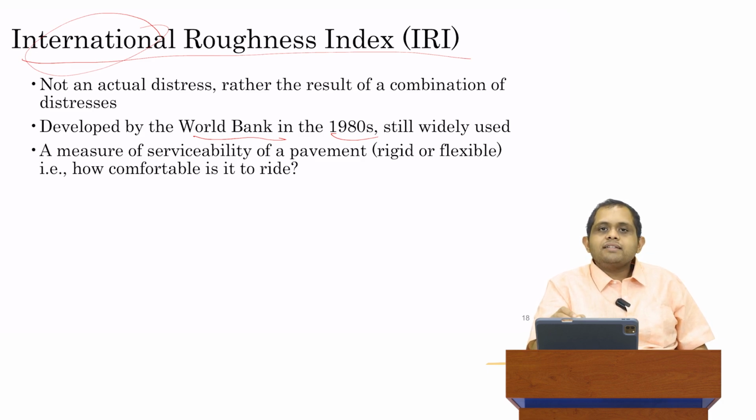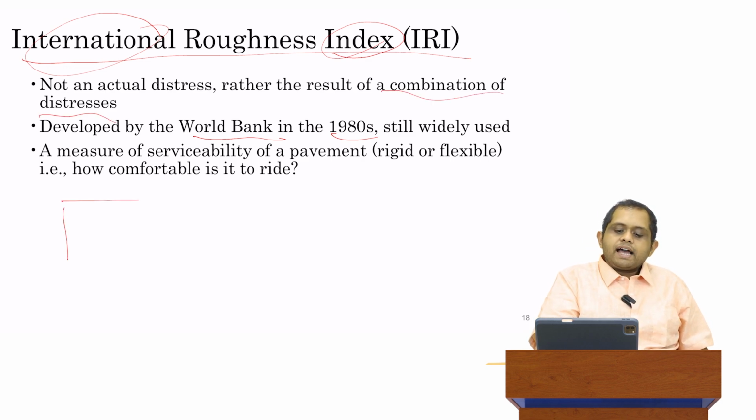Now, one thing to understand is the IRI is an index. It's a relative measure of something. It is not an actual distress. You will not be able to go out on the field and look at IRI is here and IRI is there. IRI is a number which has to be calculated. It has to be relative to something else. So it's a mathematical computation. So it is not an actual distress, but an IRI is actually a combination of several distresses.